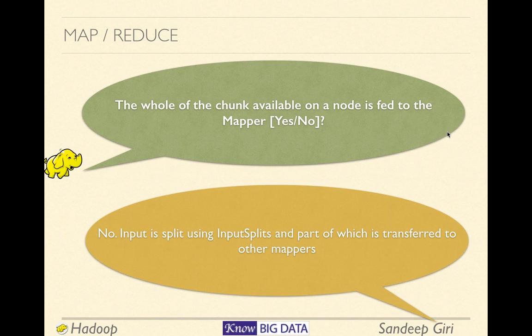So if you have to change the way Hadoop works by default, you'll have to do a little bit of tweaking here and there. I will talk about a few things called input splits, and then we will talk about more details. All right.